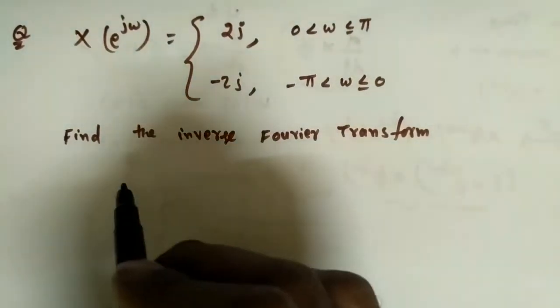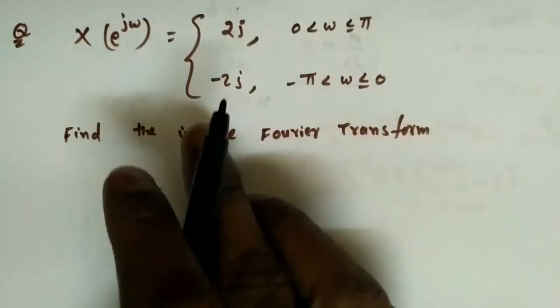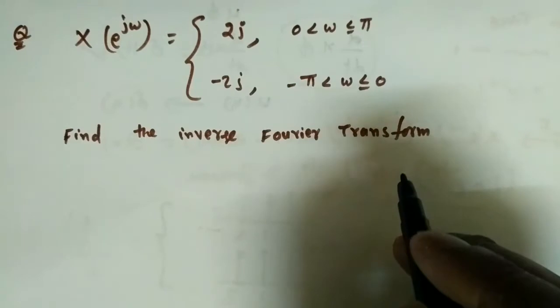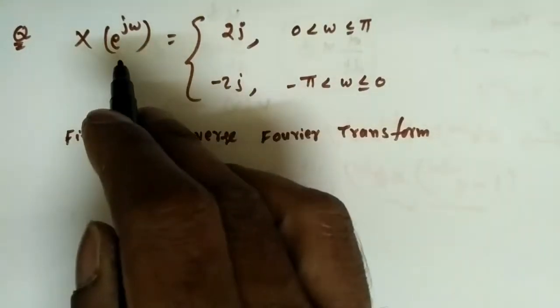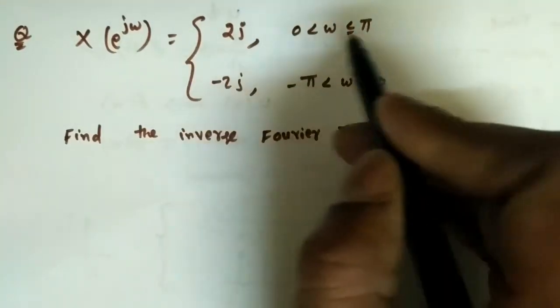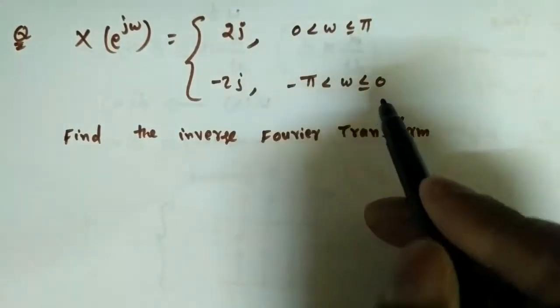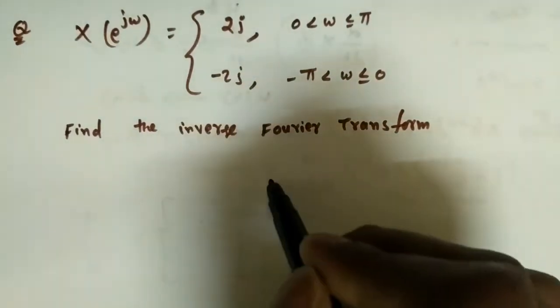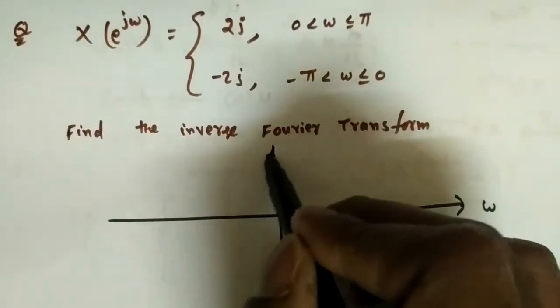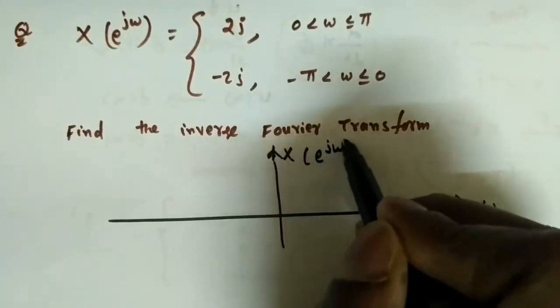So first we'll find the inverse Fourier transform. The Fourier transform is given. Now we need to find the inverse Fourier transform. And this X of e power j omega, we said it's always periodic. So it is given 0 to pi one value, minus pi to 0 another value. First we will try to draw the waveform of this X of e power j omega.